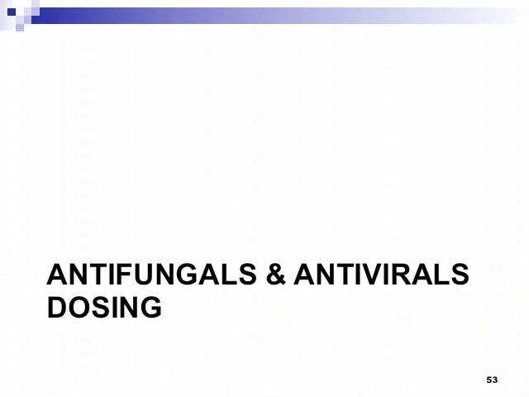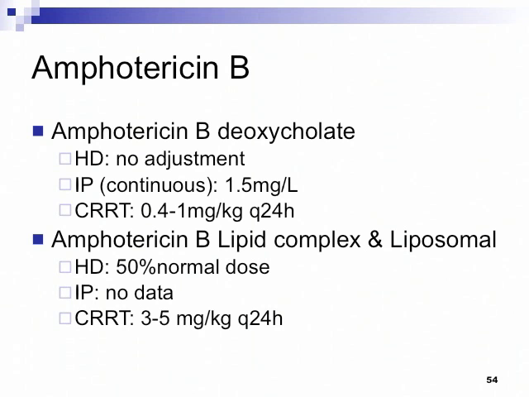Let me go quickly to the antifungal and antiviral dosing. Usually I look at a few drugs that we use very commonly. Amphotericin B, hemodialysis: with no adjustment, we still dose normally. Intraperitoneal, continuous, very low dose, 1.5. And CRRT, 0.4 to 1, depending on the indication, every 24 hours.